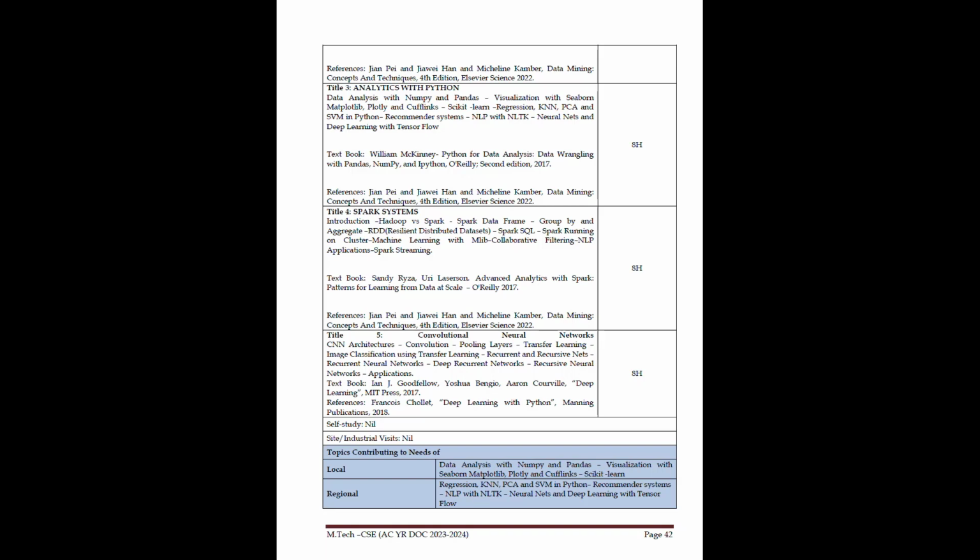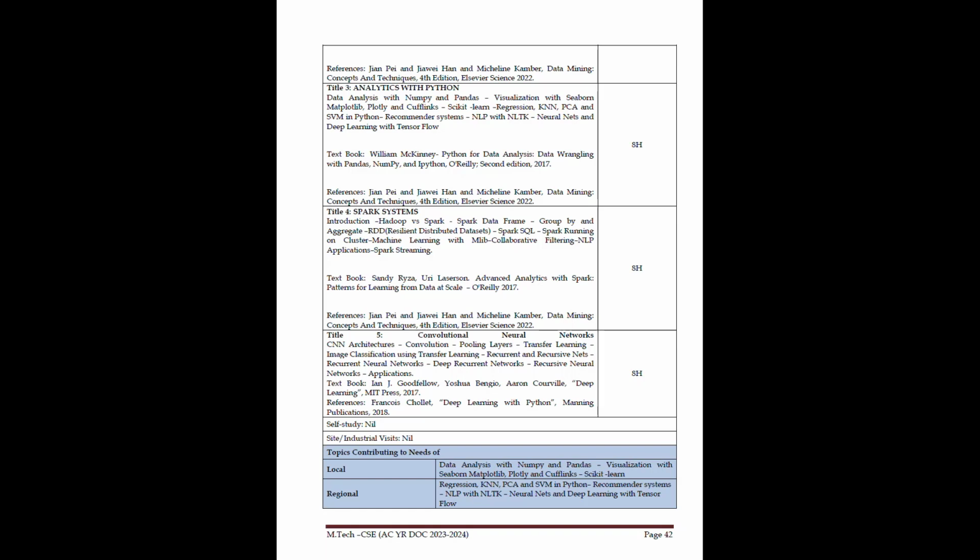And Title 3 deals with analytics with Python. So this completely deals with programming, alright? So data analysis with NumPy and Pandas, visualization with Seaborn, Matplotlib, Plotly, Cufflinks, and scikit-learn regression, KNN, PCA, and SVM in Python, recommender systems, NLP with NLTK, neural nets, and deep learning with TensorFlow. When it comes to the textbook, Wes McKinney, Python for Data Analysis, data wrangling with Pandas, NumPy, and IPython, O'Reilly 2nd edition, 2017.